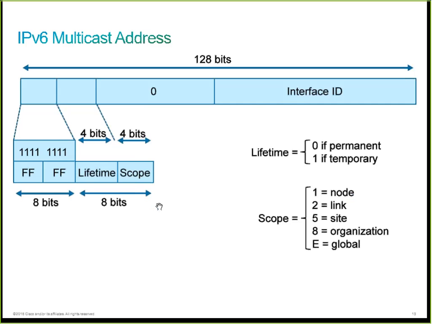So typically, if you talk about FF01, meaning FF0 and then 1, it's a permanent node-based multicast address. Make sense? That is what FF01 represents. Remember, there is a small typing error here: it's supposed to be FF, not FFFF. It is FF, and then we have the lifetime value and the scope. Depending upon the bit values, it will be either permanent or temporary. That's for the lifetime, and under scope, these are the parameters that you can define.